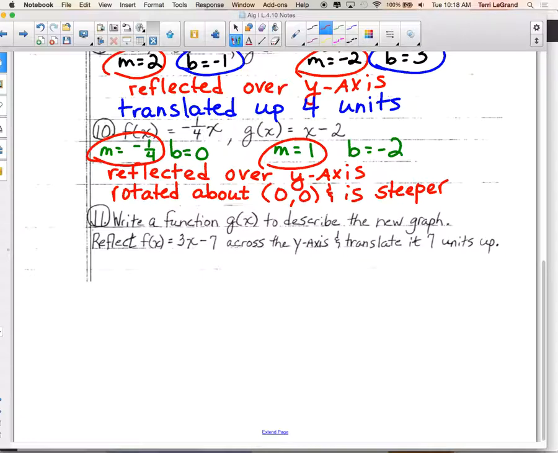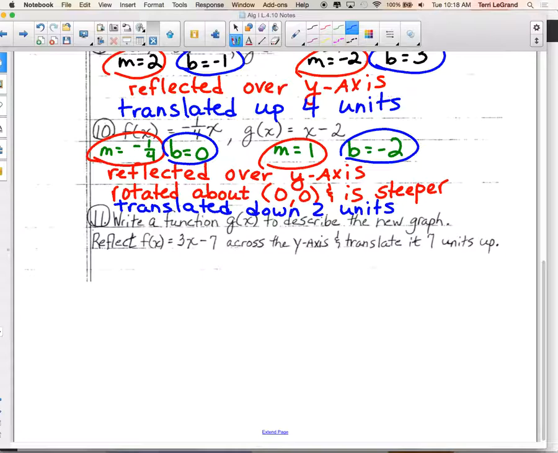Now we look at the y-intercepts and say, hey, these guys are different too. So that means we had a translation, and we have to talk about direction, up or down? 0 to -2, down. How many units? 2. There was a whole lot of stuff going on in that one, wasn't there? So sometimes it can be all 3 of them. Questions? Lose you anywhere along the way there in that one?